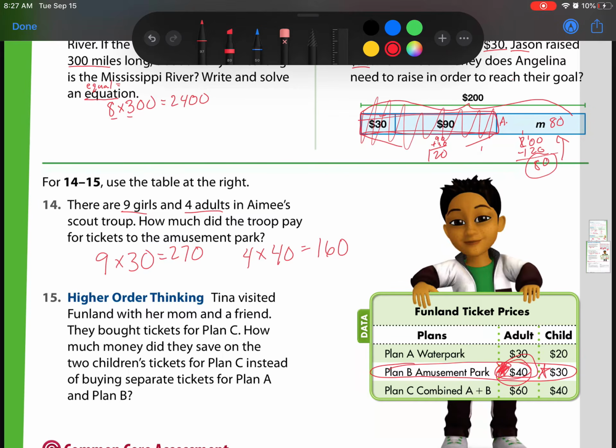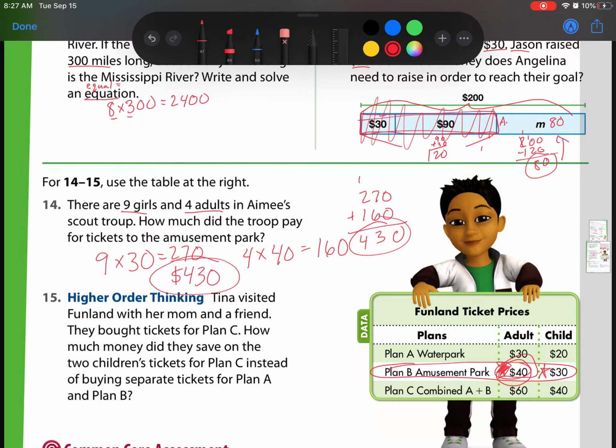Well, they didn't pay separately, they paid all together. So what do we have to do with all together? We have to add them. So let's do 270 plus 160. And you'll notice we end up with 430. So how much did they pay? They paid 430.